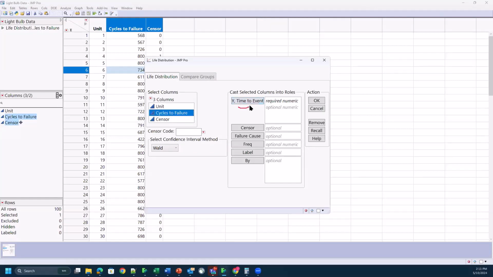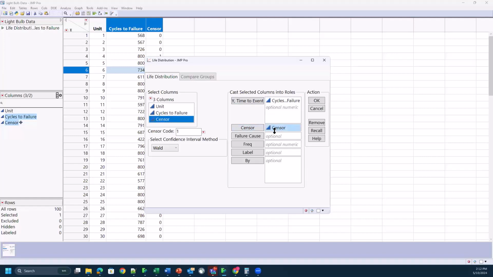It says time here, but it doesn't have to be time. In this case, it's cycles. It's on-off cycles. It's whatever that unit is that you're stressing your part. You're turning it on and off, you're vibrating it, or maybe it is time. Maybe it is just a number of hours. But whatever you're recording that is stressing the product to failure is what we put here. So that's cycles. The censor column goes here.